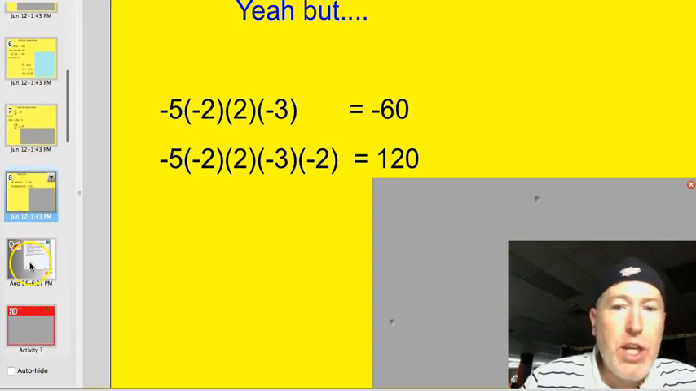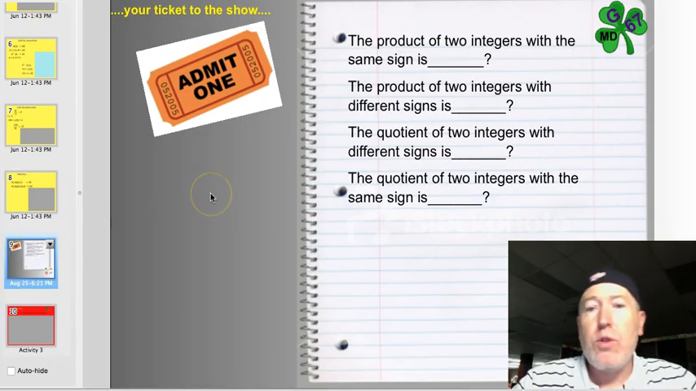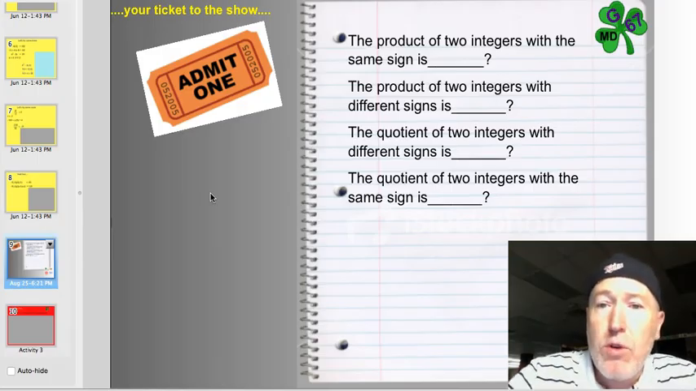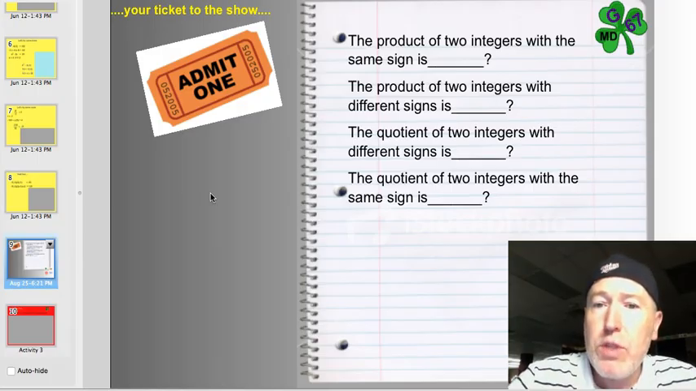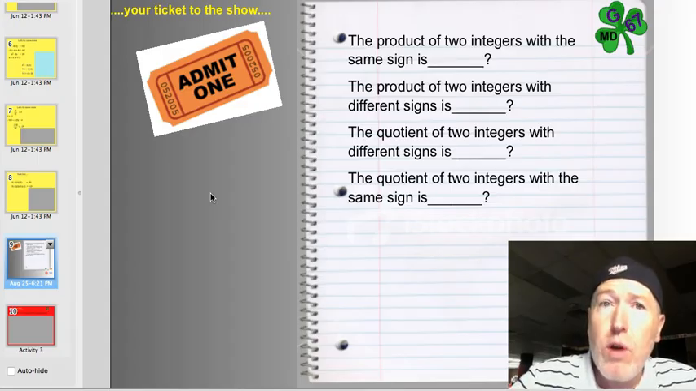All right, for your ticket to the show today, I would like you to complete these statements. The product of 2 integers with the same sign is blank. The product of 2 integers with different signs is blank. The quotient of 2 integers with different signs is blank. The quotient of 2 integers with the same sign is blank. If you'd rather than doing this ticket, write out some of those basic rules that you need to know in a way that helps you understand them, I would accept that as well if you wrote them out in sentence form.